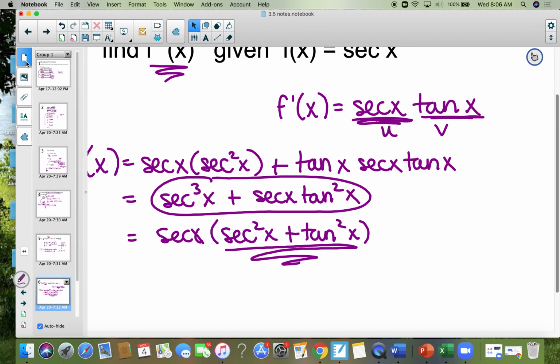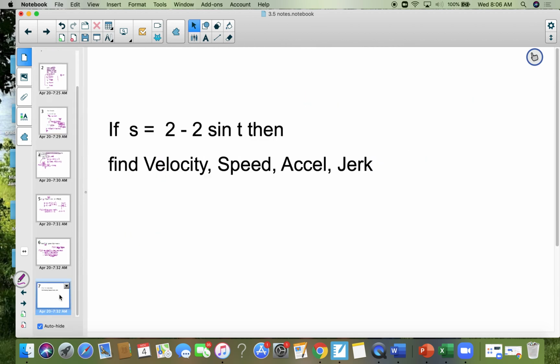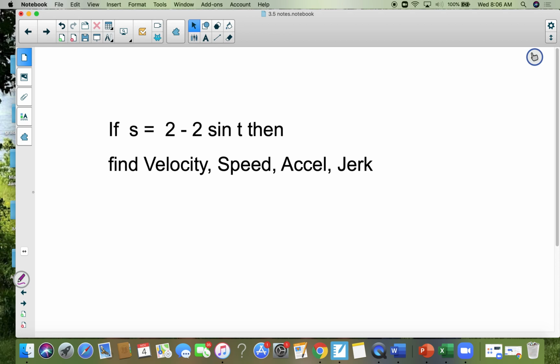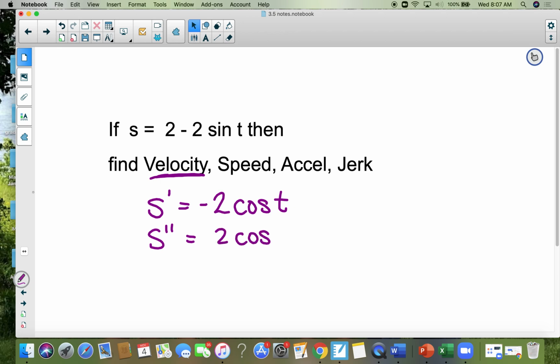And the last problem, they want you to find the velocity, the speed, the acceleration, and the jerk. So the velocity is the first derivative. The 2 cancels out. The derivative of sine is cosine. So you're going to have a negative 2 cosine of t for the first derivative. For the second derivative, you're going to have a positive 2 cosine of t.